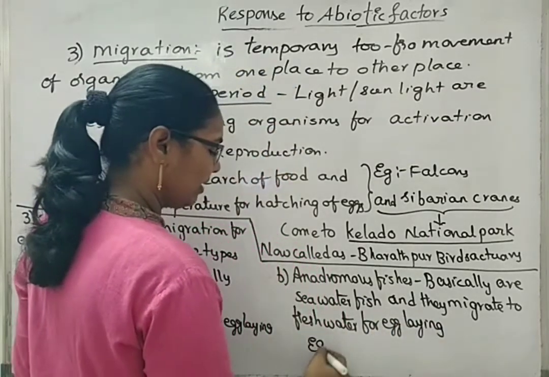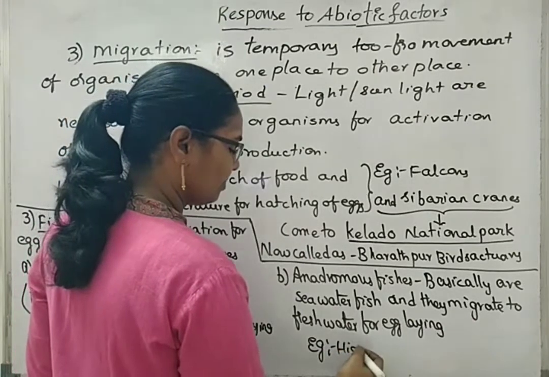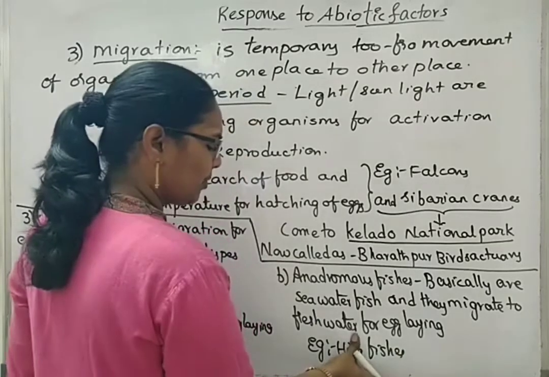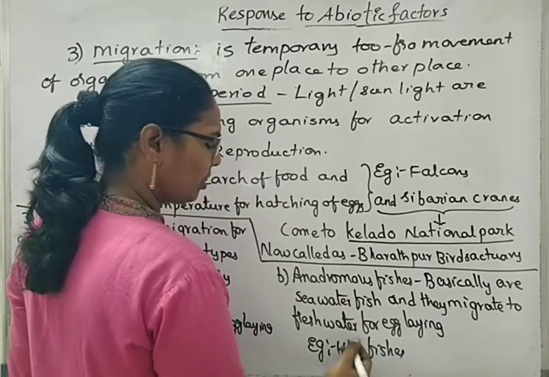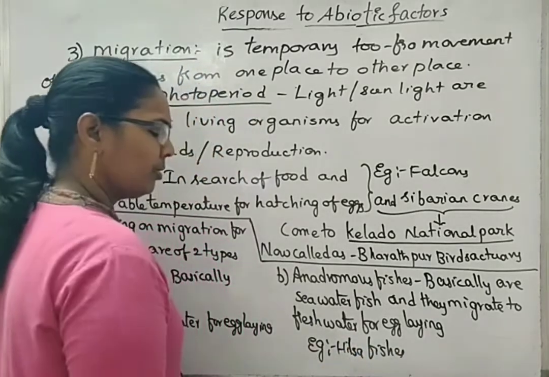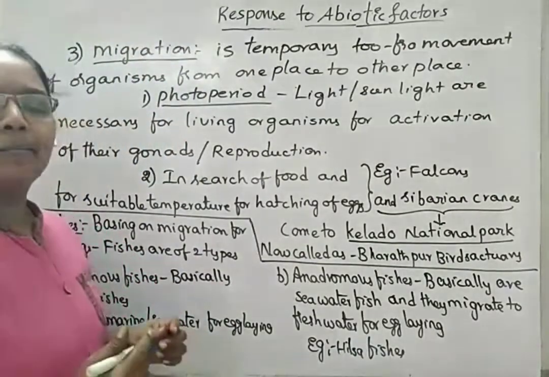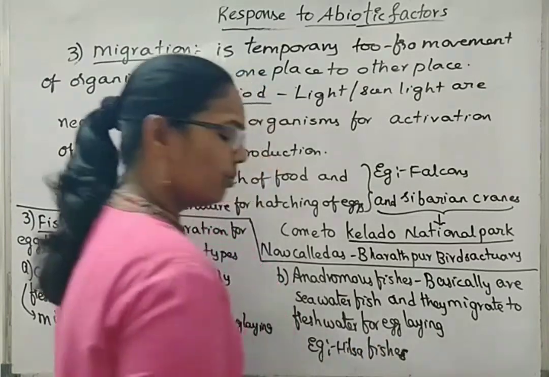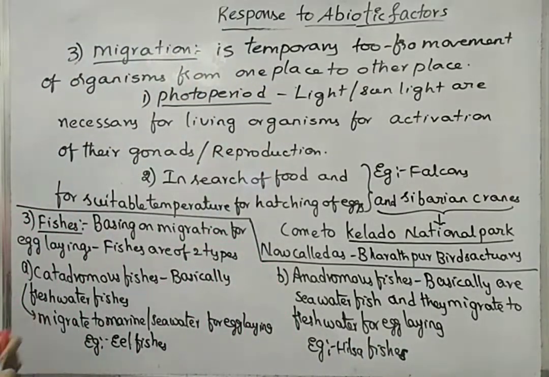Here, as an example, we can take Hilsa fishes. Not all freshwater fishes are moving to marine water, and not all marine water fishes are moving to freshwaters. Only a few types of fishes adopt such a nature. So here I have given only one example regarding anadromous and catadromous types of fishes. This is about the third response to abiotic factors, that is migration.